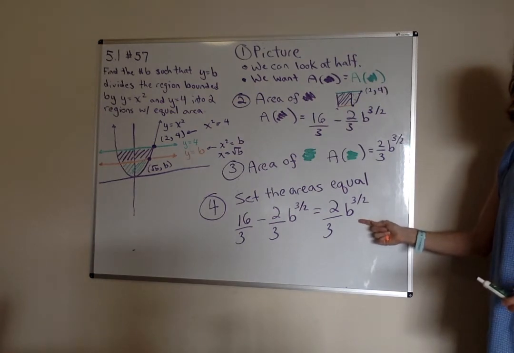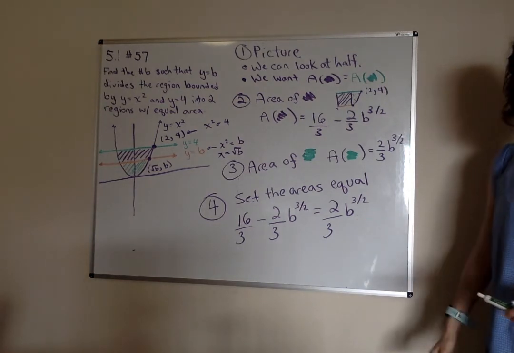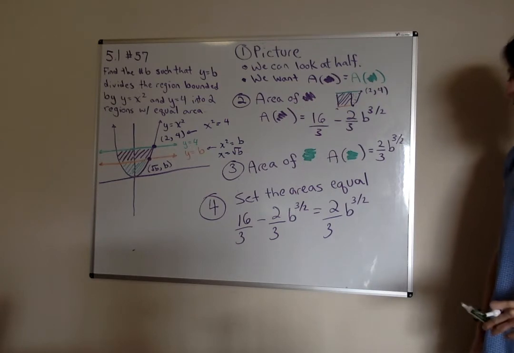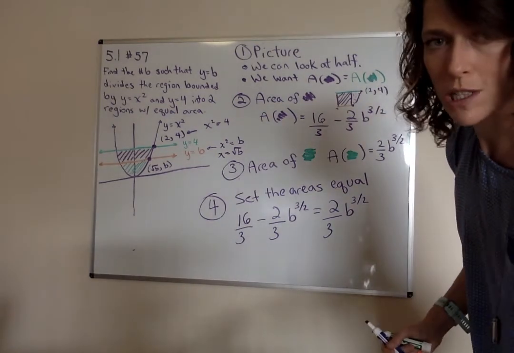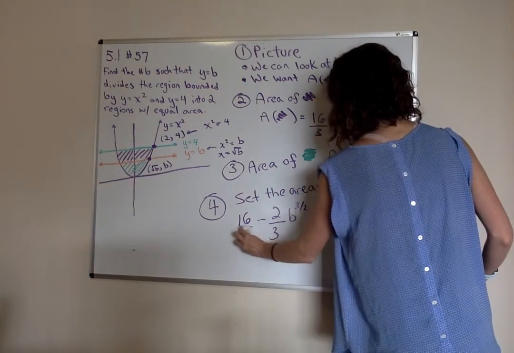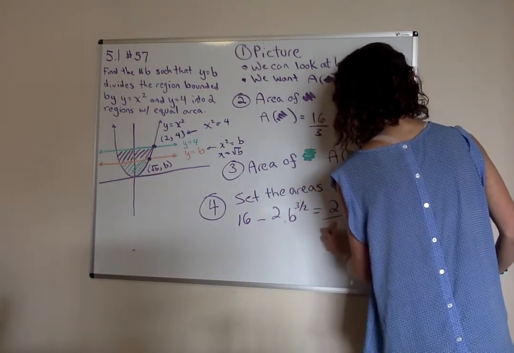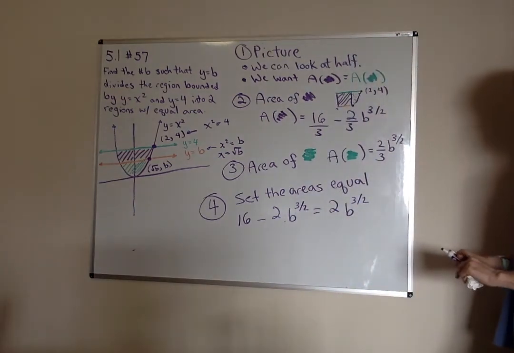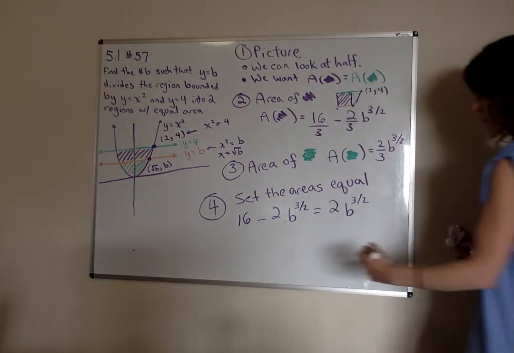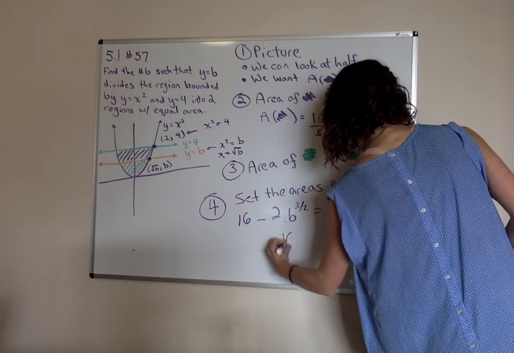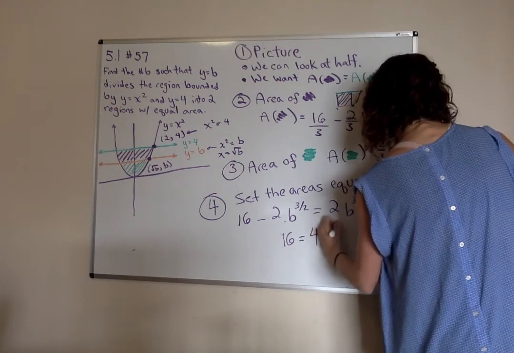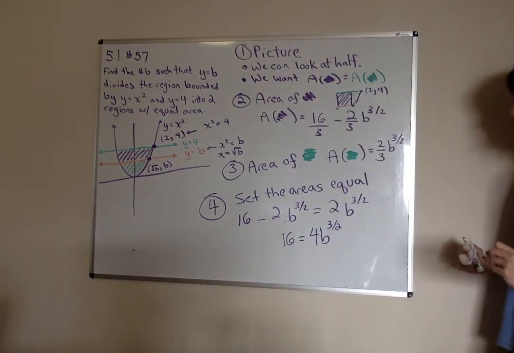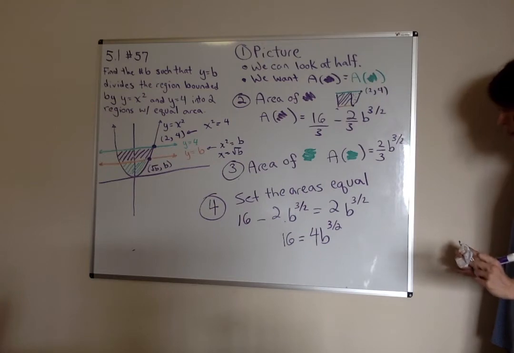You have a 3 in the bottom of every single fraction. Multiply the entire equation through by 3 to get rid of all of the fractions, because fractions are horrible and we should avoid them at all costs. Multiply by 3 everywhere. That's going to eliminate all of these. Beautiful. Okay, add 2b to the 3/2 to both sides. So you're going to have 16 equals 4b to the 3/2. Divide both sides by 4.